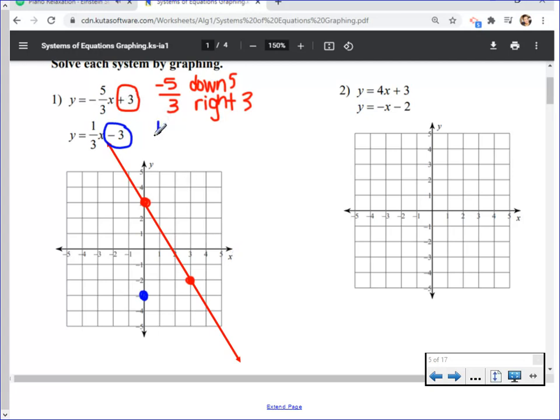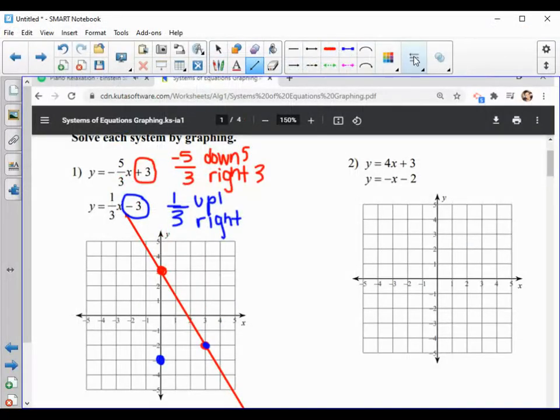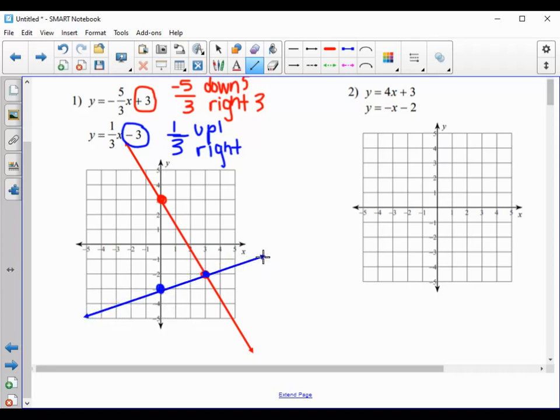Our slope is 1 over 3. Since the top number is positive, that means I would go up 1. Since the bottom number is positive, that means I would go to the right 3. So we're going to put our pencil on the blue point on negative 3. And from there, we're going to go up 1 and write 1, 2, 3. And look at that. We're on the same point right there. So now we will take our ruler. I have a line thing that I'm using instead of my pen, and we're going to make a line through those blue points.